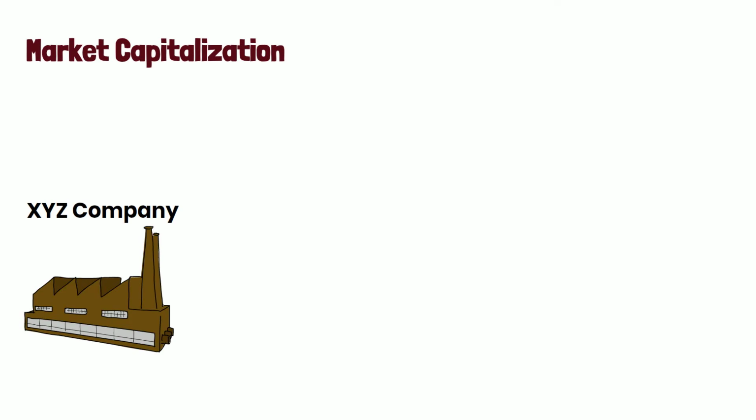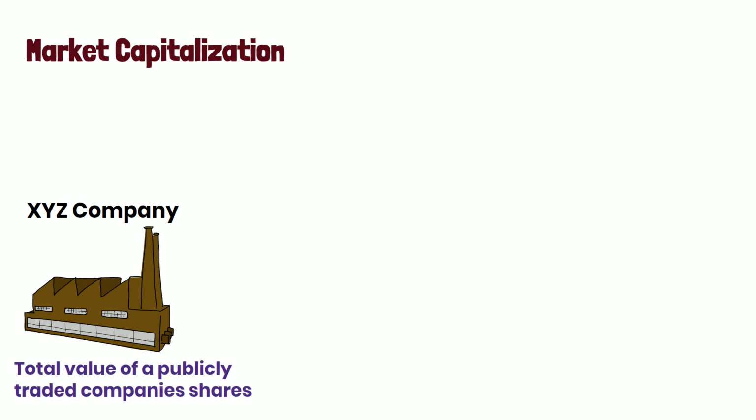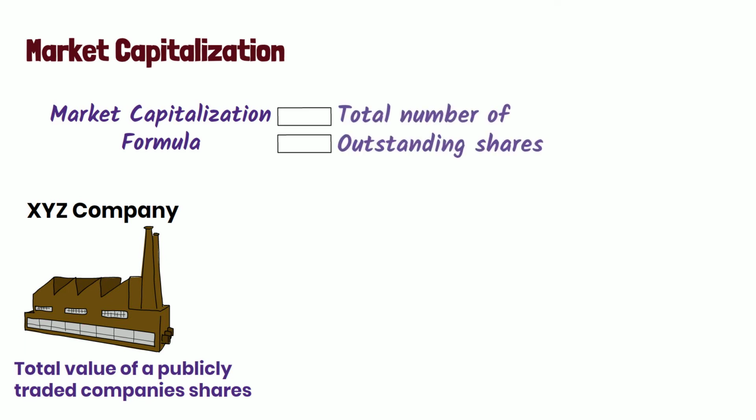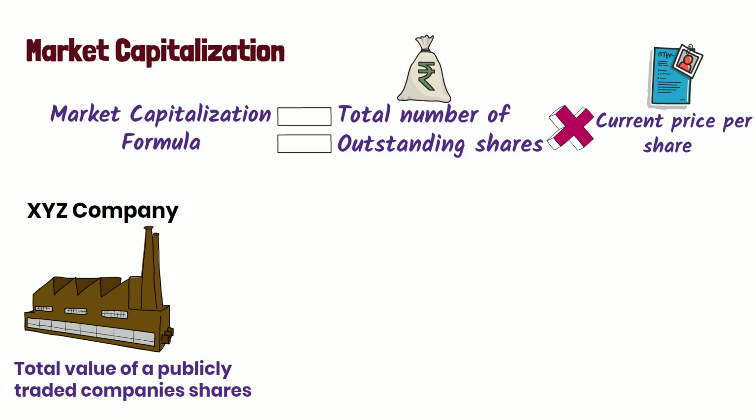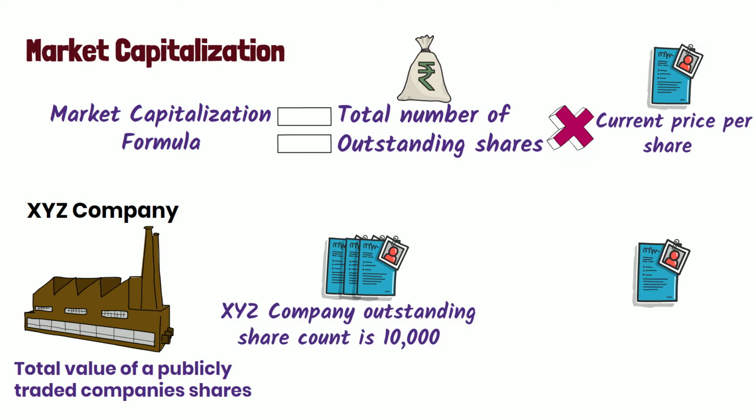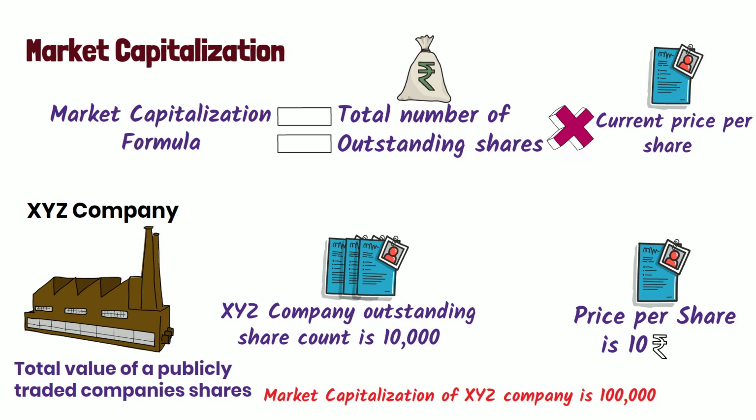Market capitalization. It is the total value of a publicly traded company's shares. It is obtained by multiplying the total number of outstanding shares by the current price of a single share. Example, if a company has a total of 10,000 outstanding shares and the market price of a share is 10 rupees, then the market capitalization of the company is 1 lakh rupees.